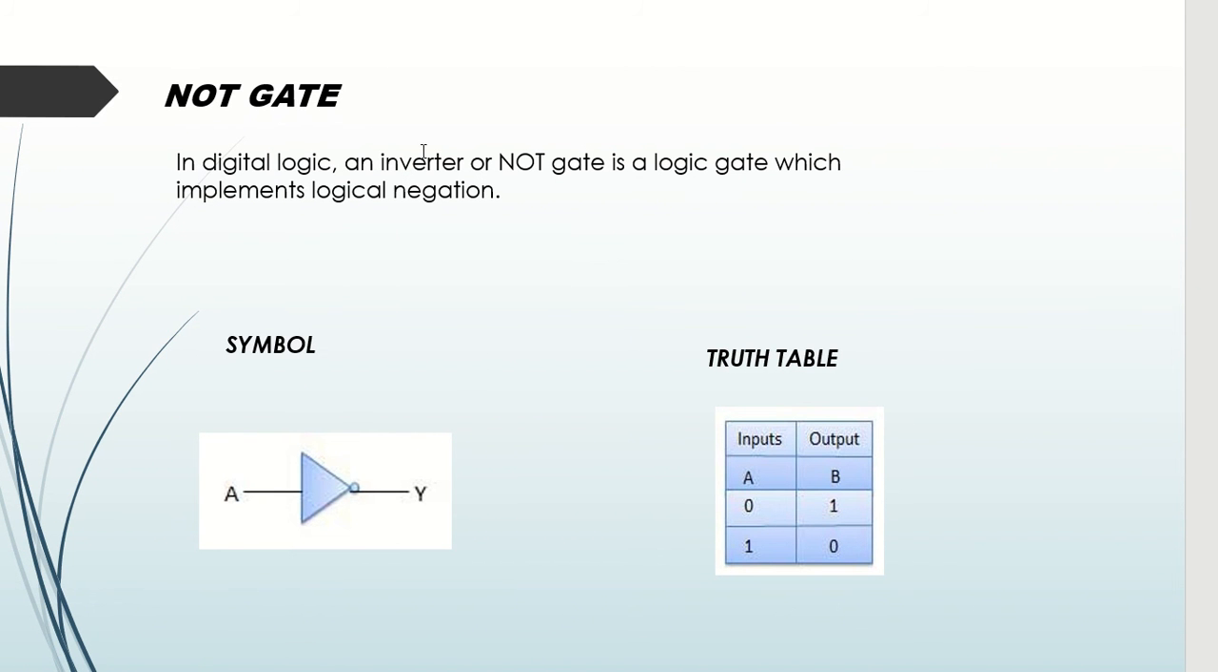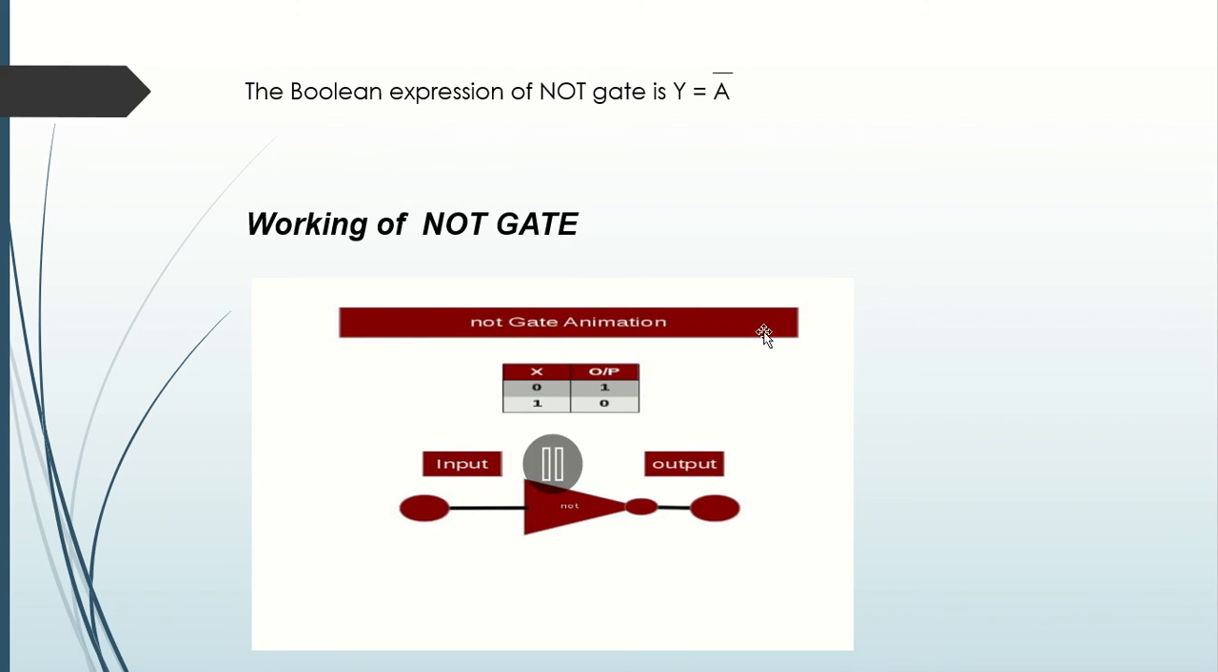NOT gate. In digital logic, an inverter or NOT gate is a logic gate which implements logical negation. Symbol of NOT gate is here. Truth table is: if I give 0 input, 1 is the output; 1 is the input, 0 is the output. Boolean expression for NOT gate is Y equal to A complement. Working of NOT gate is: 0 is the input, 1 is the output; 1 is the input, 0 output.